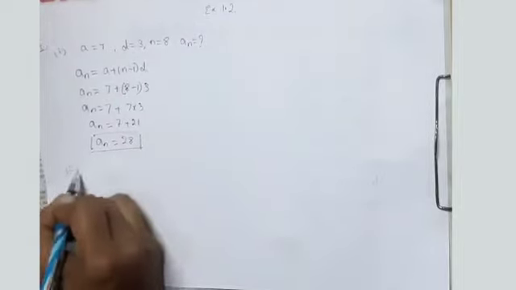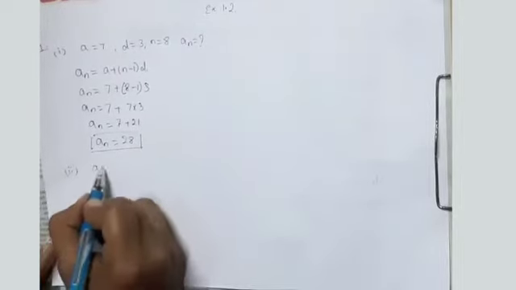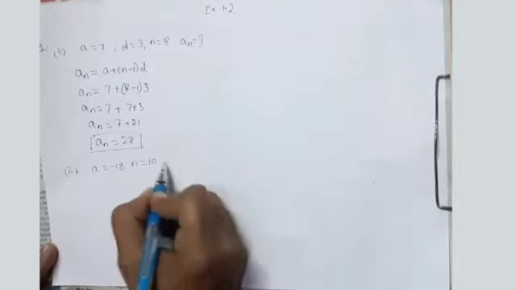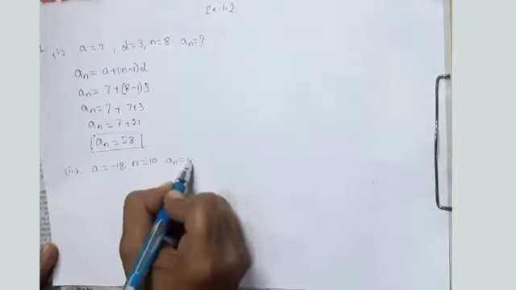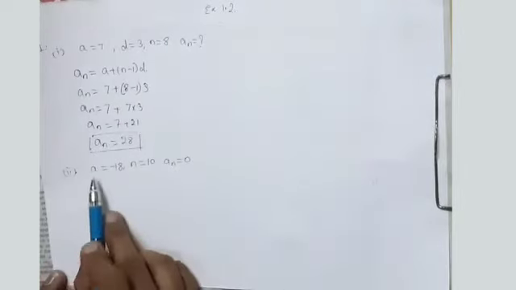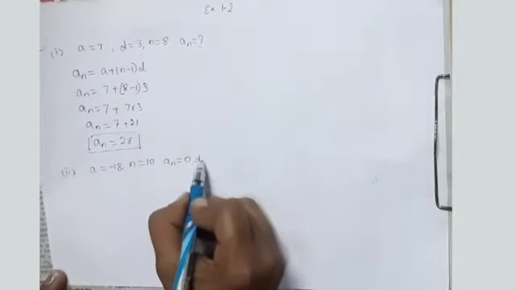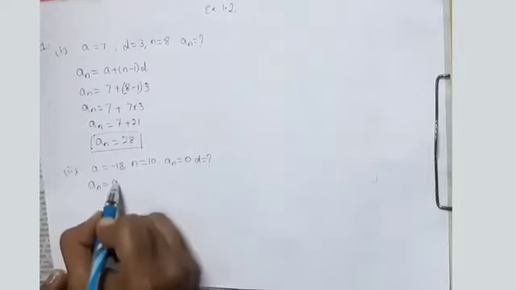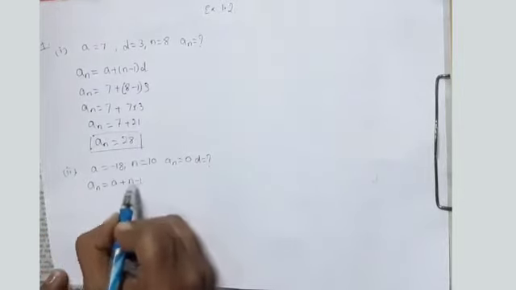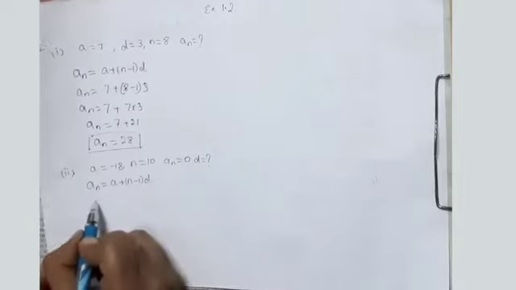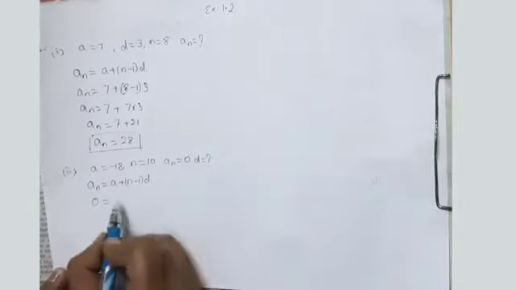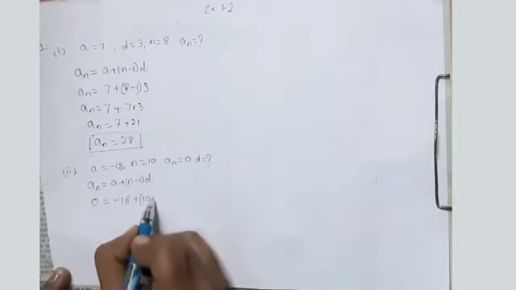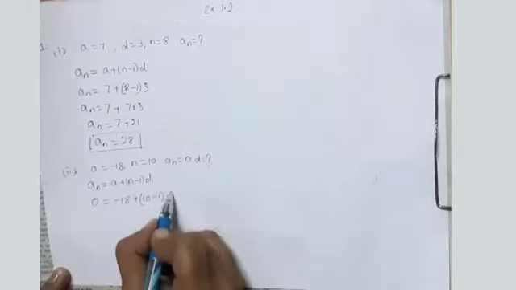Second question given for you is A is equal to minus 18, N is equal to 10 and An is given for you this time. An is equal to 0. So, which is missing here? D is missing. You should find out what is D. So, once again let us use the same formula, A plus (N minus 1) D. An is 0, so substitute it as 0. A is minus 18, N value is 10 minus 1 here, and D you have to find out.